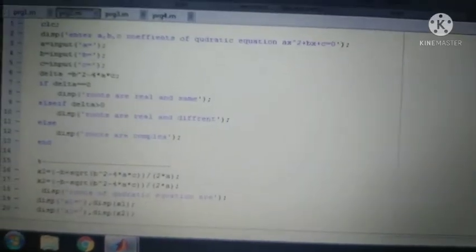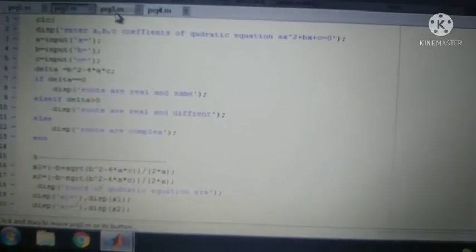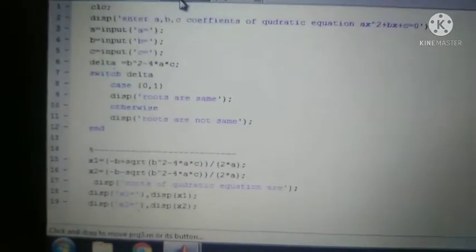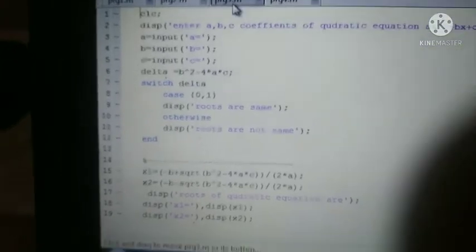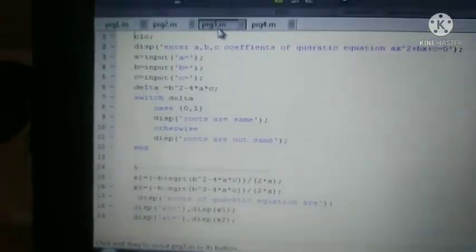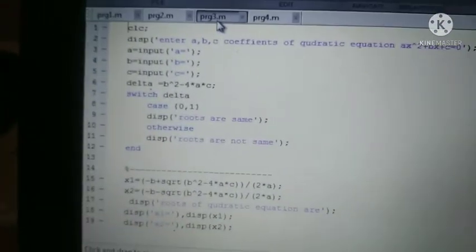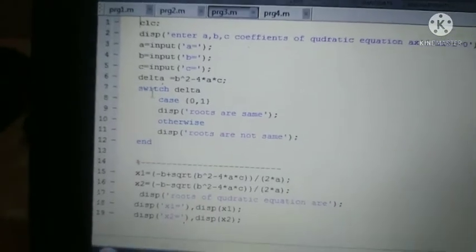Now we will go for another one, that is the switch statement. In the switch statement I am writing the same program, but here the variable which I am checking is delta, so I am using switch delta.